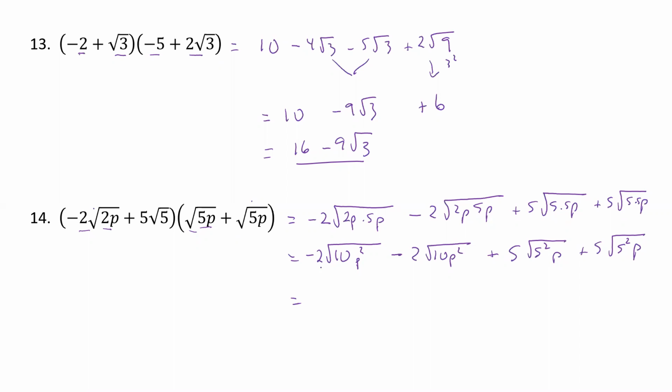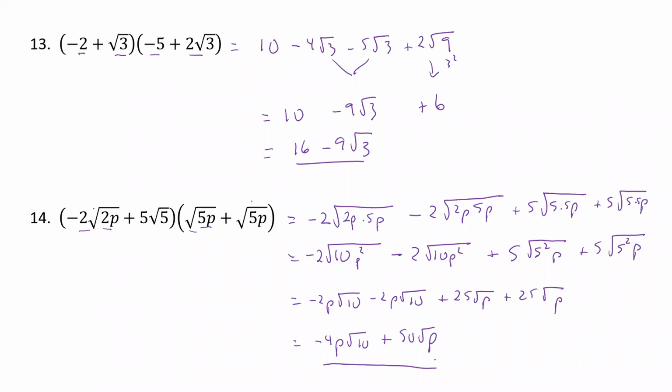Okay, now let's get rid of our squared terms. So square root of p squared is p, so we'll have a minus 2p square root of 10, and then we'll have a minus 2p square root of 10 plus, now here square root of 5 squared is going to give us 5 times 5 is going to be 25 square root of p plus 25 square root of p, because those two are the same. And now we simplify, so that's going to be a minus 4p square root of 10 plus 50 square root of p. Okay, and so then that will be our final answer. And because we had different radicals, we're going to end up with 2 radicals in our final answer in this one, which makes sense.